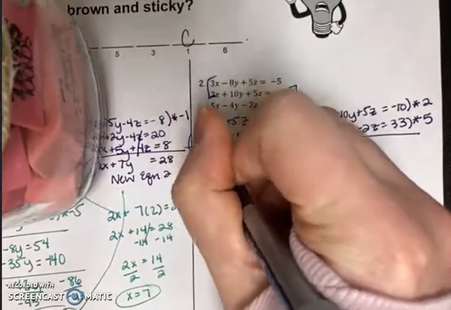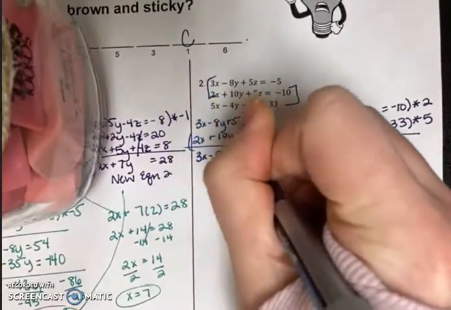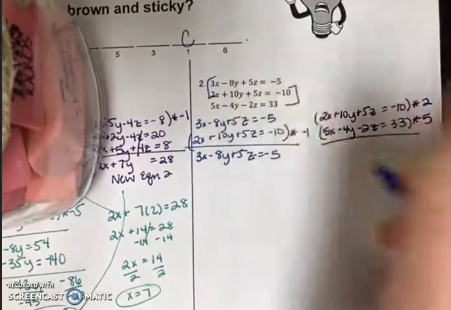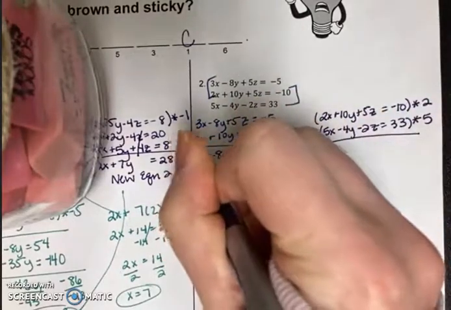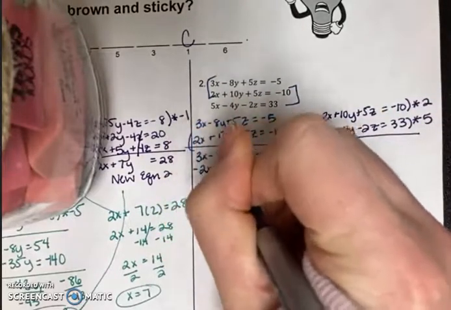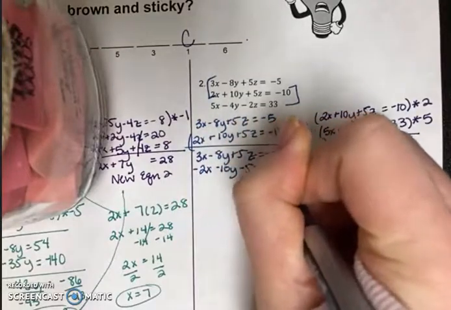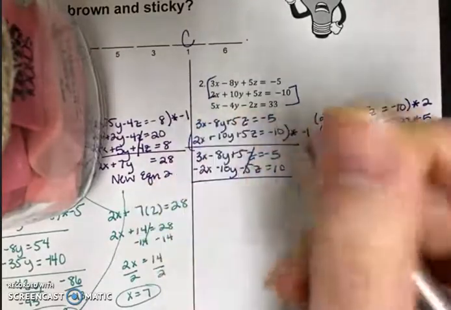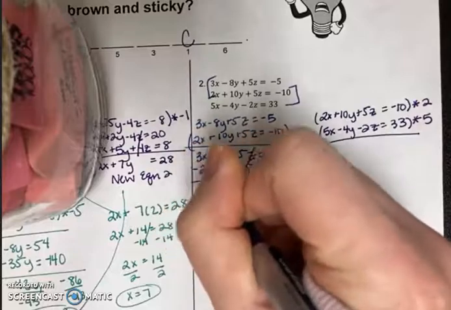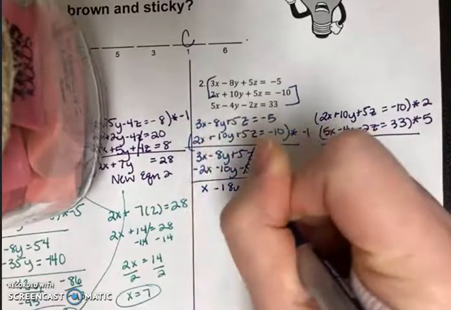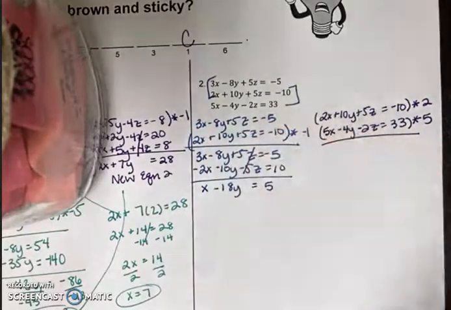To get my new equation 1, I'm multiplying my second equation by negative 1. It's just essentially changing all those signs for me. You can see how it would cancel there, and I'm left with x minus 18y equals 5.